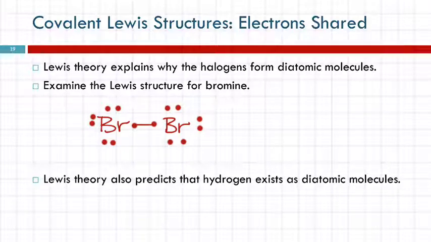Hydrogen is also a diatomic element, isn't it? Each hydrogen atom has 1 valence electron. 2 hydrogen atoms get together. Hey, I'll share my electron with you if you share your electron with me. Now they count the shared electrons for each of them. They each have 2 electrons, the duet rule for hydrogen. Any questions?